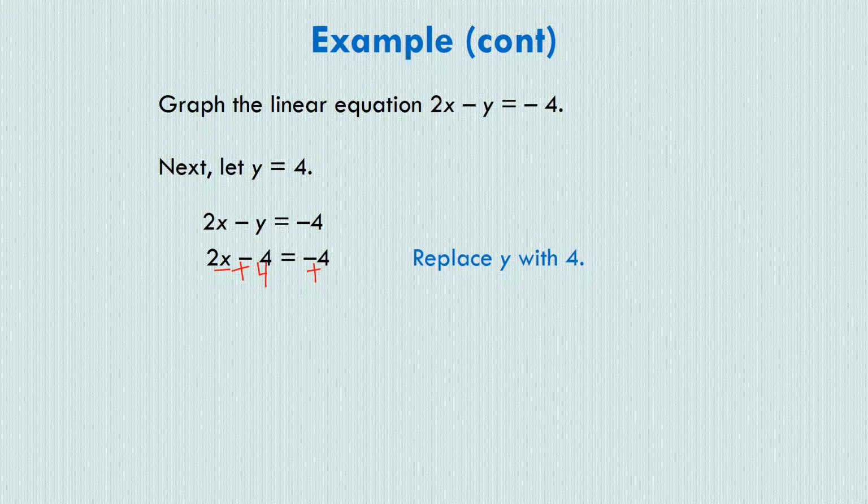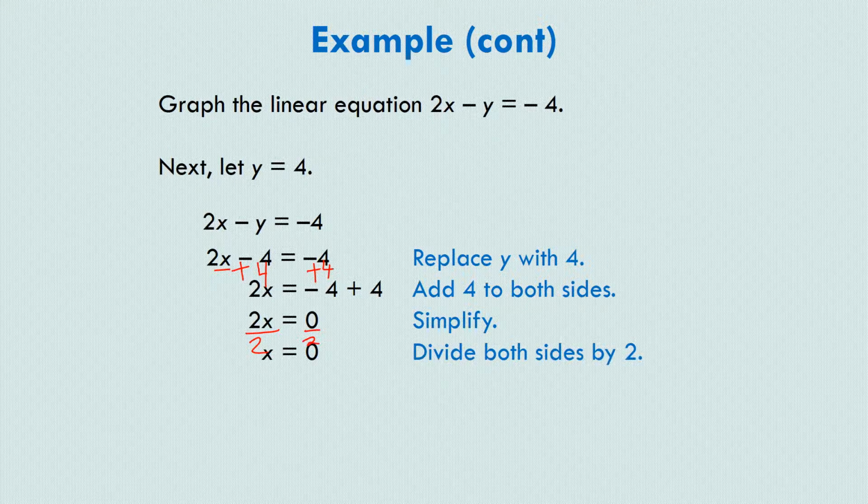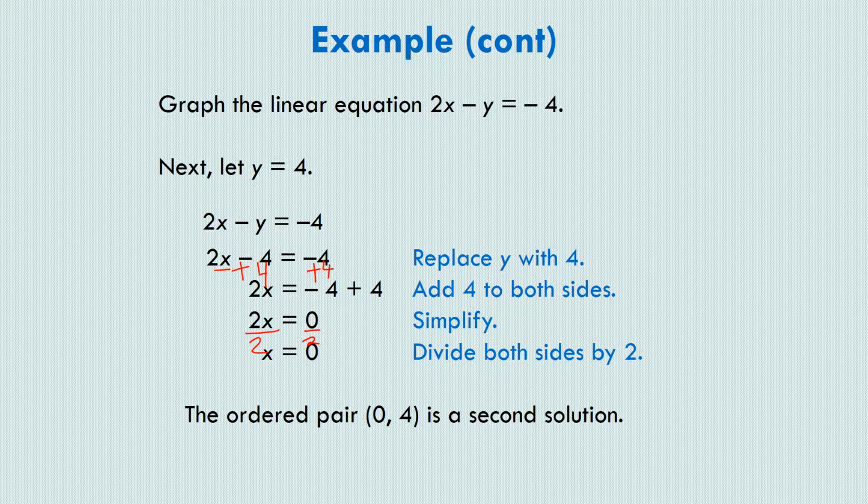What I do to one side, I do to the other. We're going to add 4 to both sides. So when I add 4 to both sides, I'm left with 2x equals negative 4 plus 4, which comes down to 2x equals 0. I still need to get x by itself, so I'm going to divide by 2. What I do to one side, I do to the other. And I'm left with x equals 0. So my second point I can plot is 0, 4.